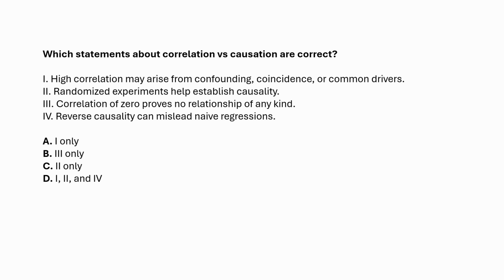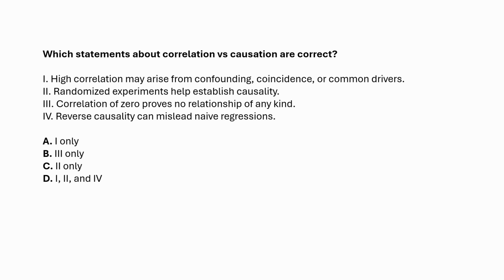Number 3, correlation of zero proves no relationship of any kind. Nope, this one's a trap. Zero correlation only means no linear relationship. There could still be a nonlinear relationship. For example, imagine test scores versus hours of sleep. Maybe both too little and too much sleep hurt performance, and the best results are at 7 hours. That U-shaped pattern can produce near zero correlation, even though there's clearly a relationship. So number 3 is false.